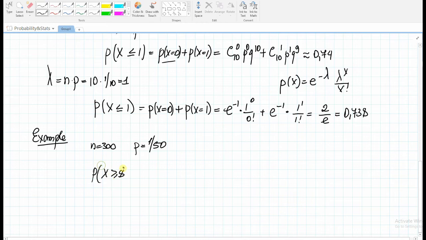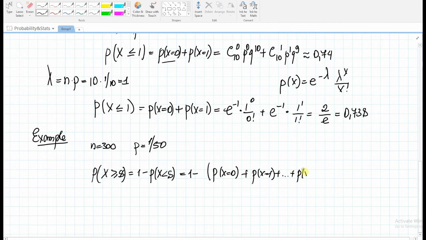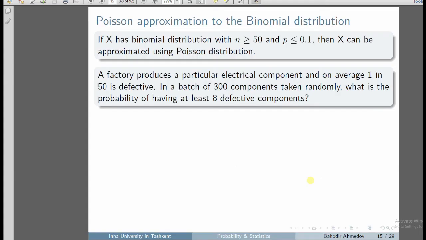So this is 1 minus P(x < 8), which is 1 minus [P(x=0) + P(x=1) + and so on, plus P(x=7)], right? Now, we can calculate the probability of x equal to 0, 1, 2, 3, 4, and so on until 7, either using the binomial distribution or using the Poisson distribution, okay? So for both of the problems, we need to have the same results, okay?